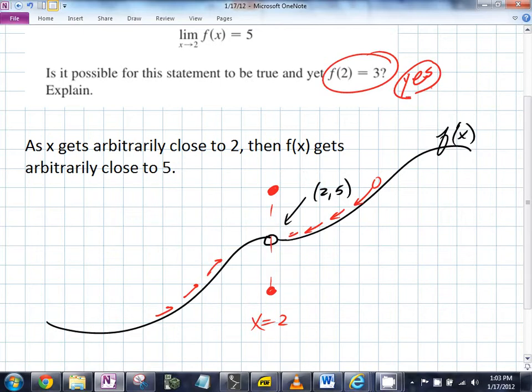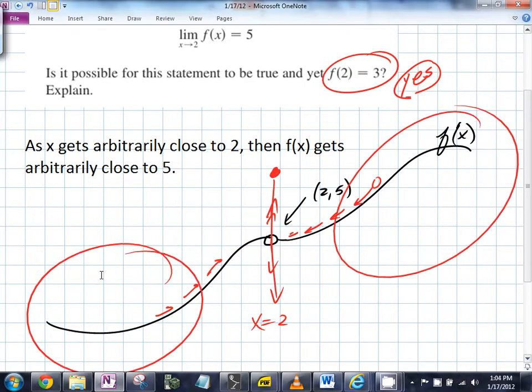Can we fill this point in anywhere we want along this? Absolutely. We don't have to, but we can. It doesn't change the limit being 5. Do we have any idea what this function looks like over here and over here? No, we don't. Does it matter? Not really. We're just being told it's a function.